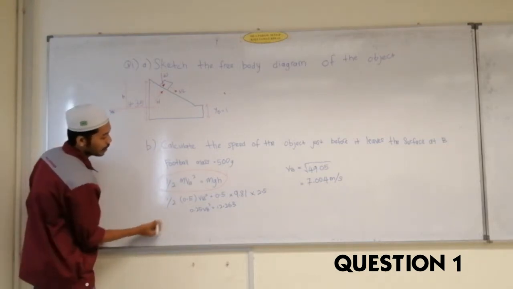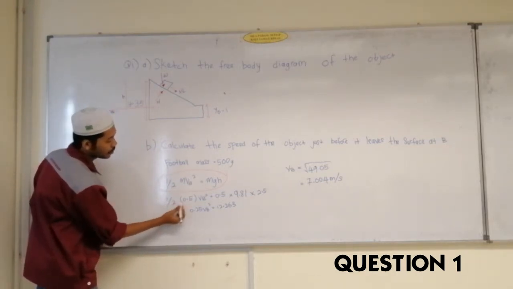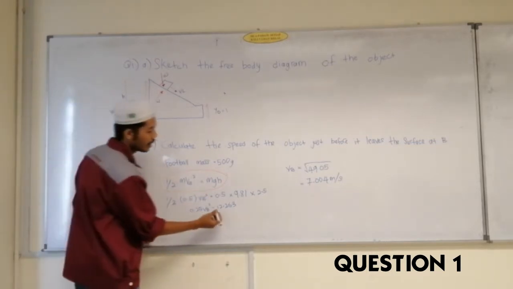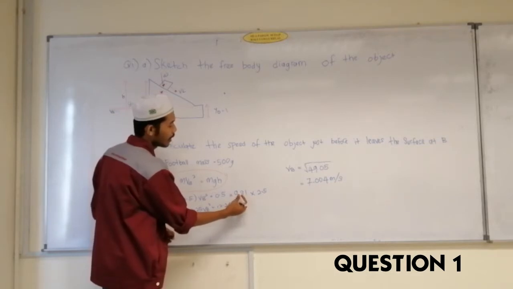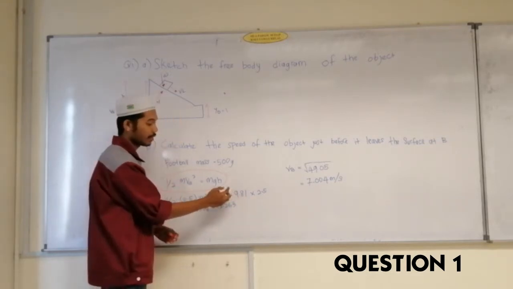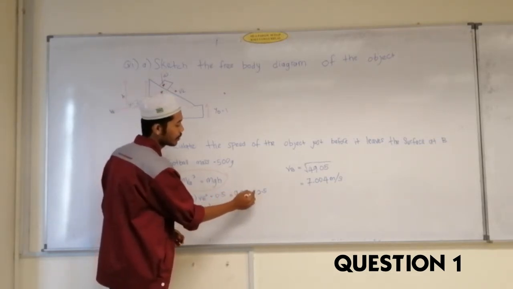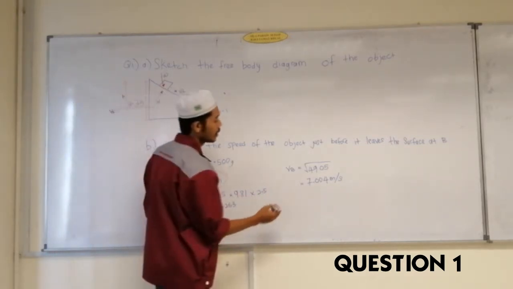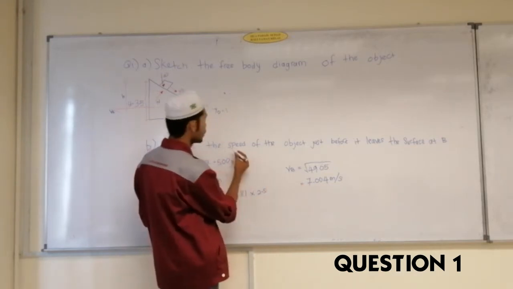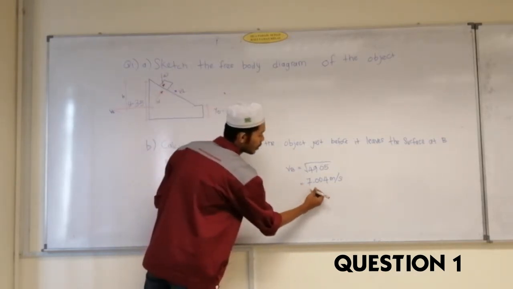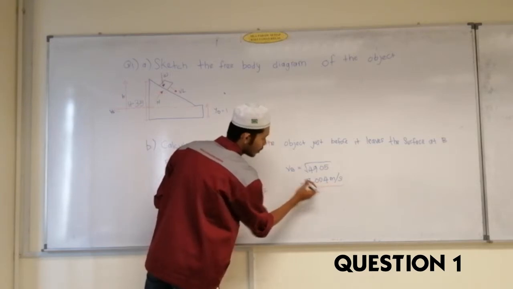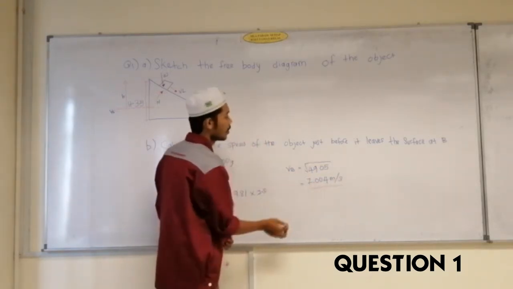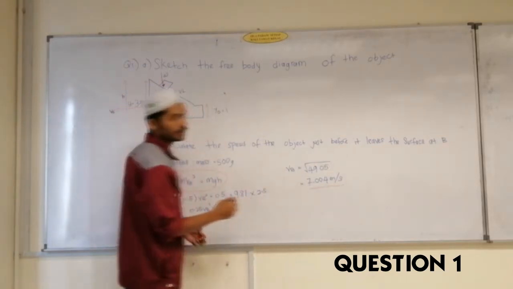Okay, so just calculate it. 1/2 times 0.5, we get 0.25, and then 0.5 times 0.5 times 9.81 times 2.5, we get 12.263. At the end we get the answer for the speed of the object: 7.004 meter per second.